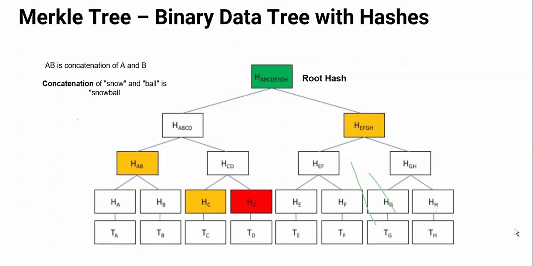Then if you go one more level, you take h of ab, which is a string, and h of cd, which is another string. You put them together and take the hash, and you get h of abcd. On the right side, you get the hash of efgh. And then in the final step, you combine the two hashes, put them together, take the hash, and that is the root.